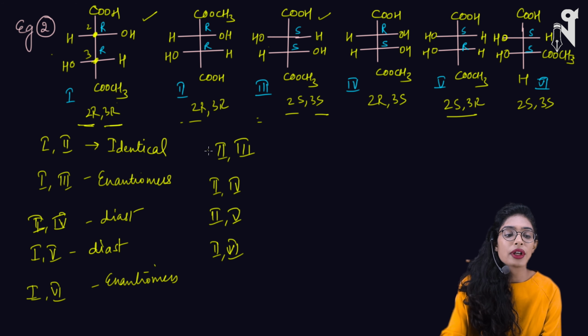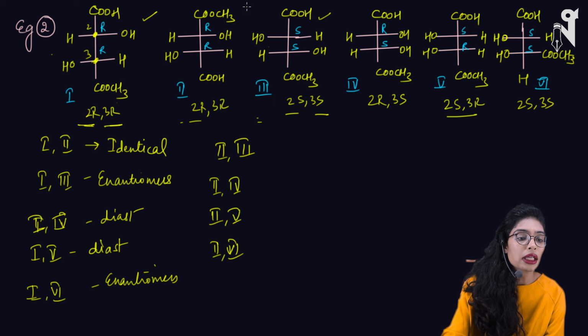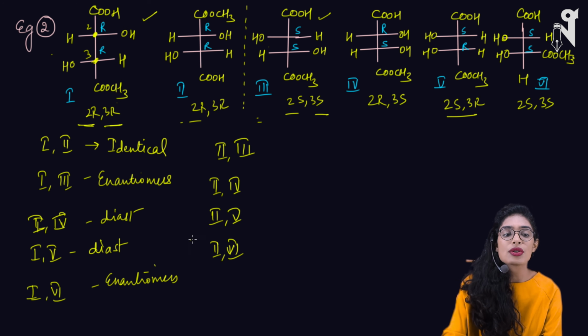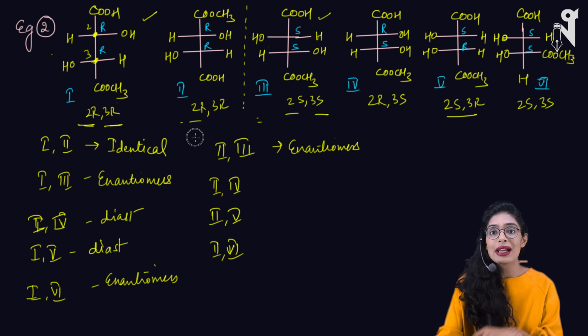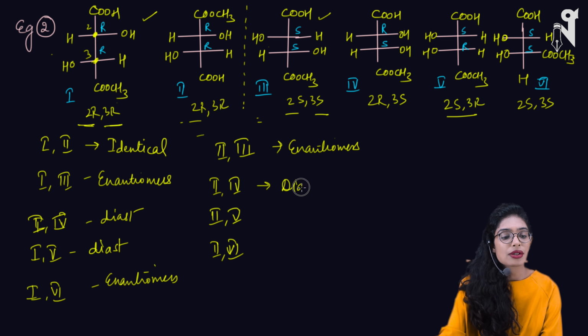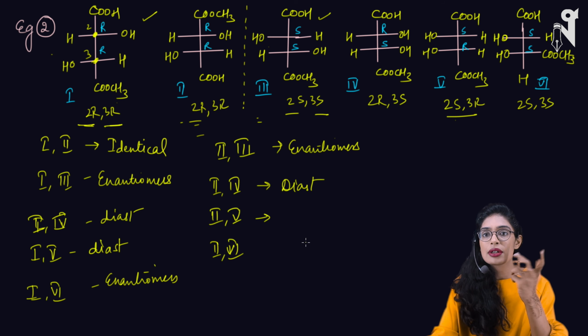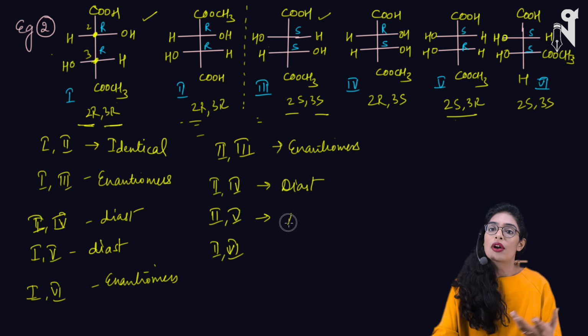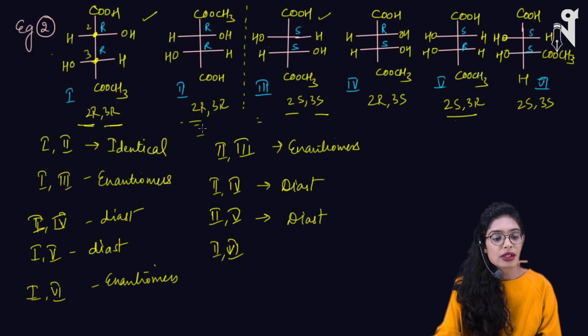Second and third configuration is completely opposite. Do they look like mirror images of each other? Let's see. Yes, they look like mirror images of each other, but non-superimposable, so these are enantiomers. Second and fourth, the configuration varies at one chiral center, so definitely not going to be enantiomers, and they are going to be diastereomers. Second and fifth, the configuration is again random. One chiral center is varying, hence again this is going to be a diastereomer.